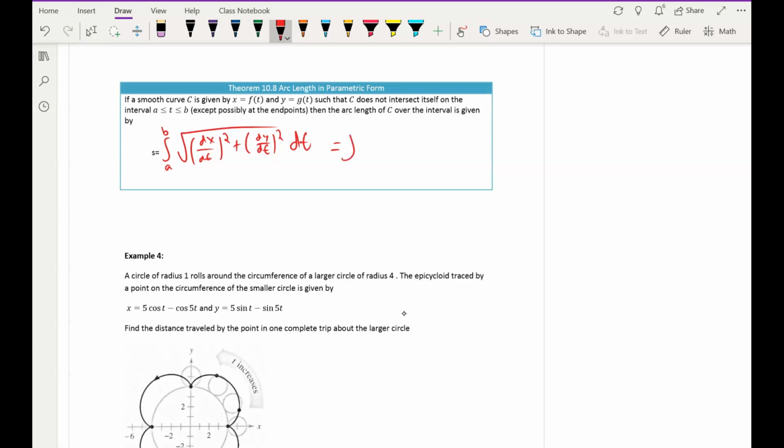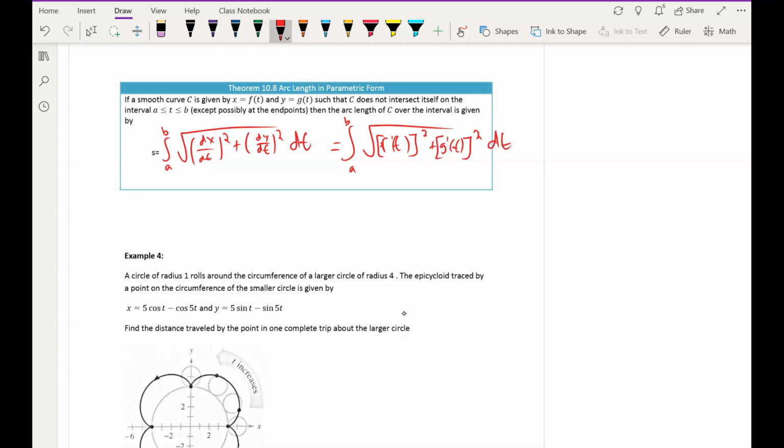That's the same thing as doing the integral from a to b of the square root of f prime of t squared plus g prime of t squared. So whichever one you prefer, you can write. I kind of prefer the first version, but it's up to you.